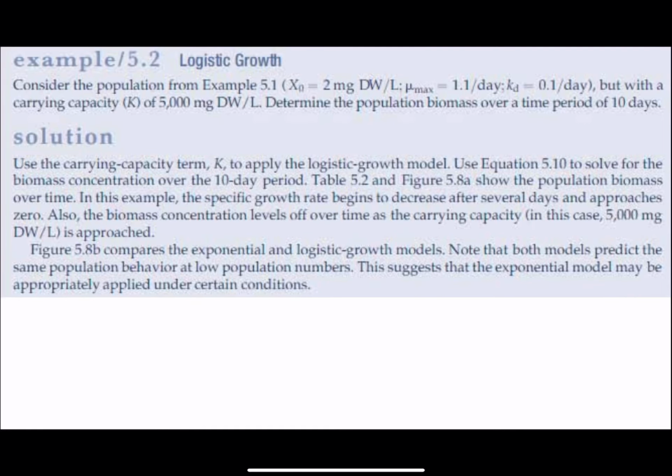Let's look at this example. Consider the population from example 5.1, the one we just solved before. X naught is 2 milligram per liter. Mu max is given, KD is given, but with a carrying capacity of 5,000. There are limits. Determine the population biomass over a time period of 10 days. After 10 days, what will be the population biomass?